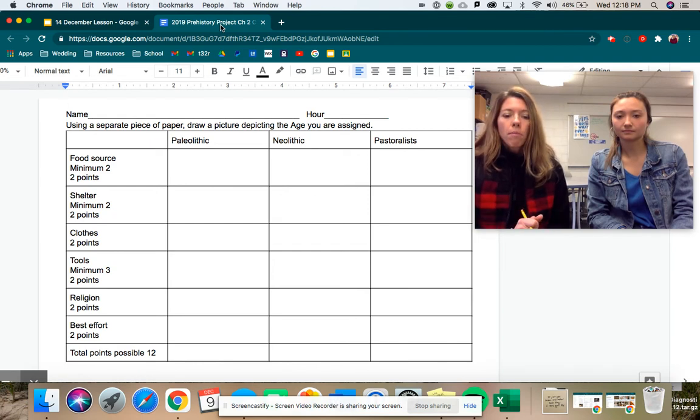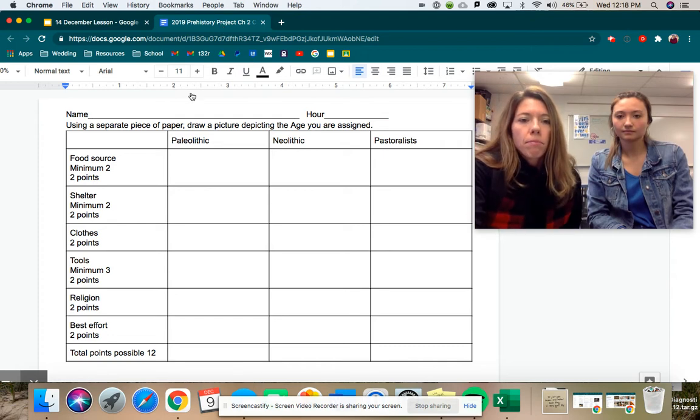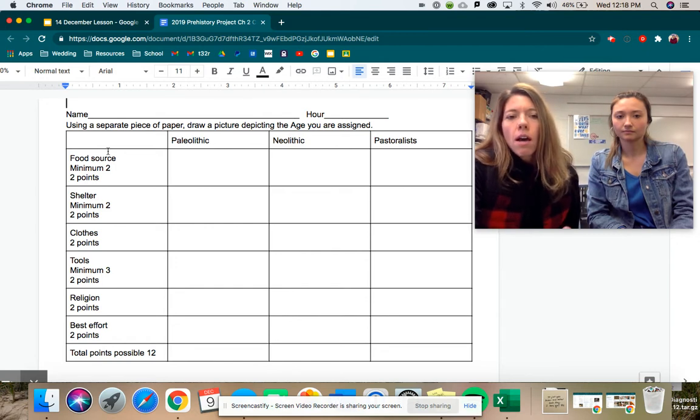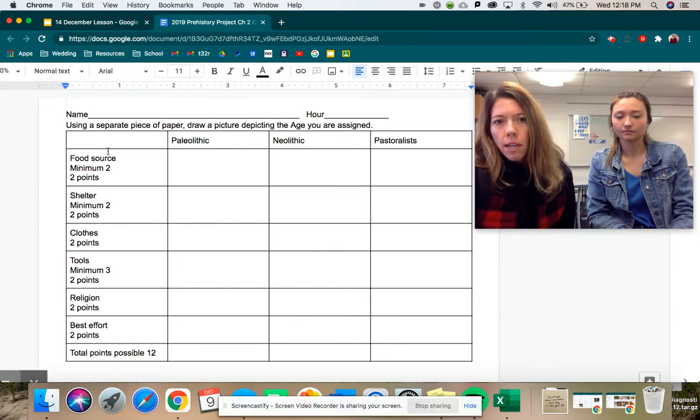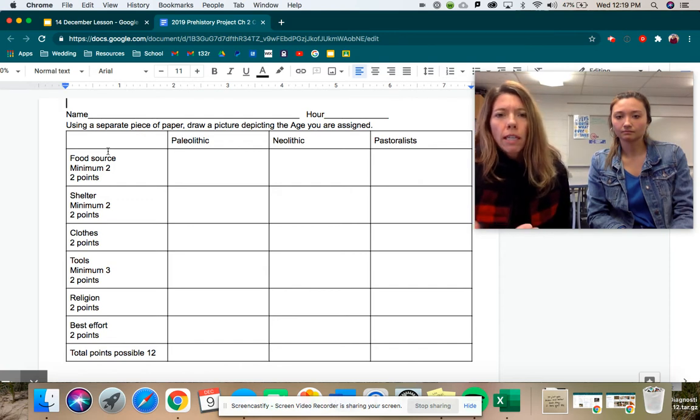So for example, Miss Richards has the Paleolithic time period. So she has to show, as you can see on the rubric right here, 2 food sources of how people in the Paleolithic time would get their food. How would people in that time period get their food? You'll have to think back. You have to look at your mind map. You have to go back to your book. How would those people find food?